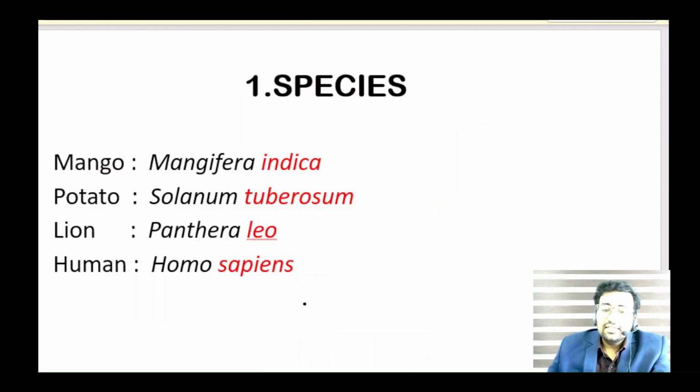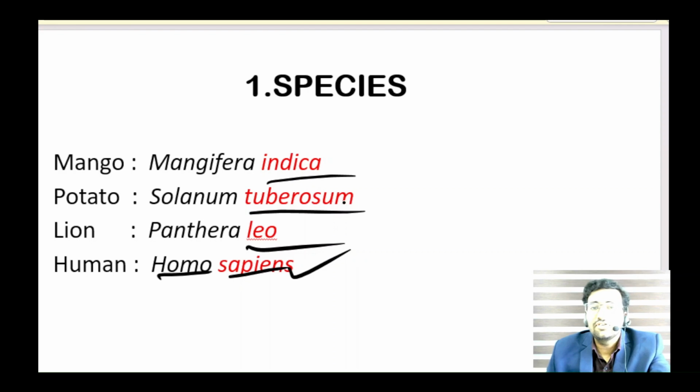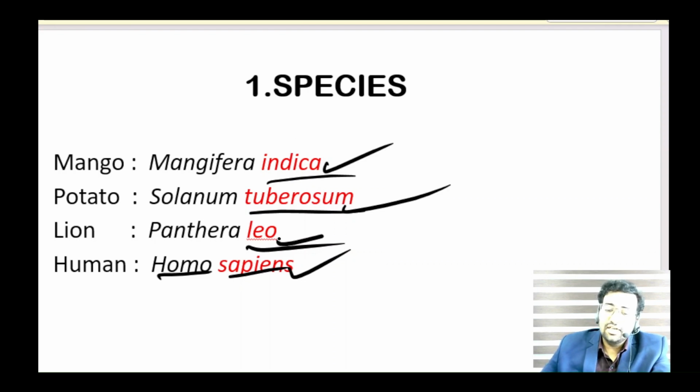Mango is Mangifera indica, in which indica is a species. Potato we call Solanum tuberosum, so tuberosum is a species and Solanum is the genus. Lion is Panthera leo, in which leo is a species. Human, as you know, is Homo sapiens, in which sapiens is the species. The last word is the species, which starts with a small letter. What starts with a capital letter is the genus. So indica, tuberosum, leo and sapiens are species, whereas Mangifera, Solanum, Panthera and Homo are genera.